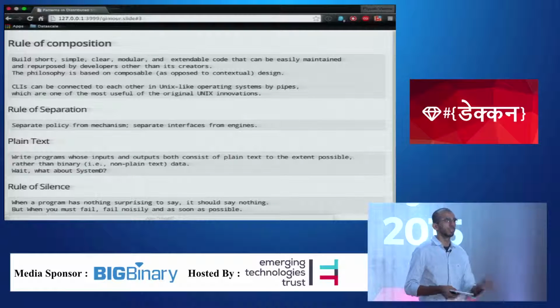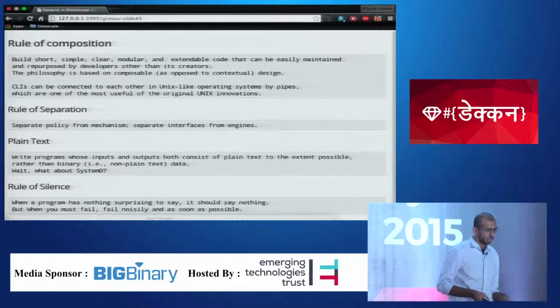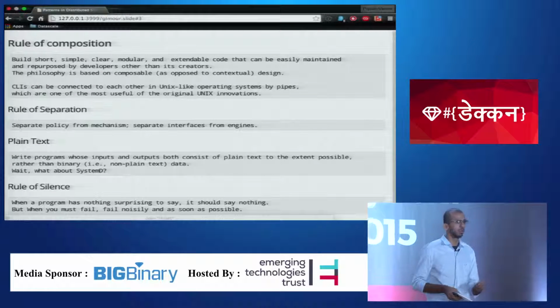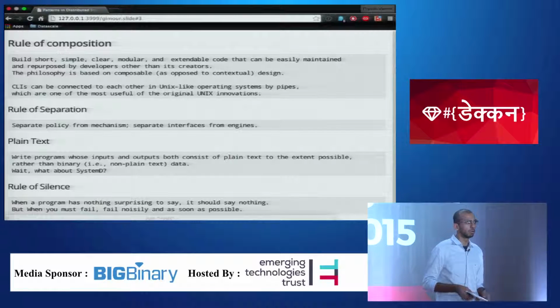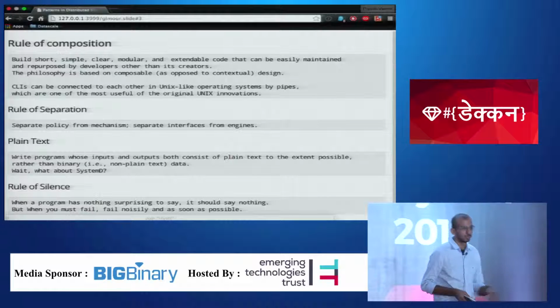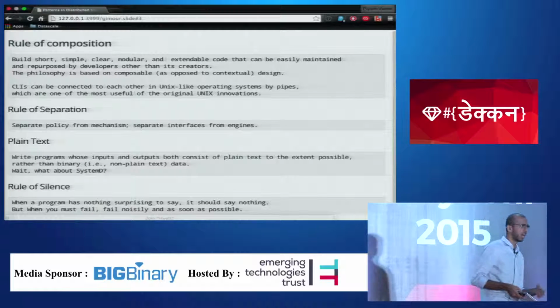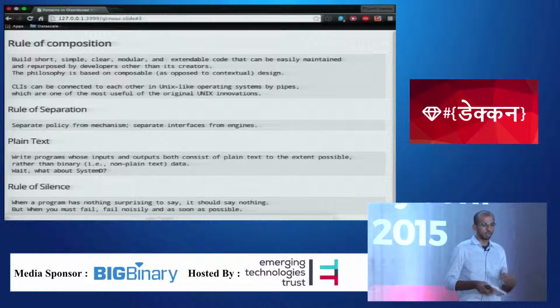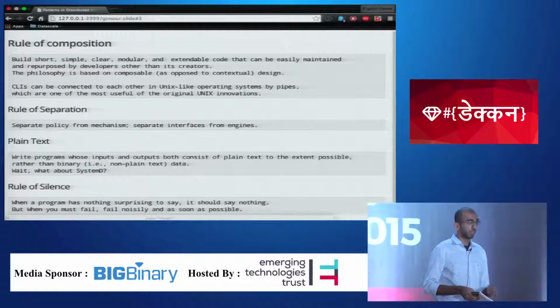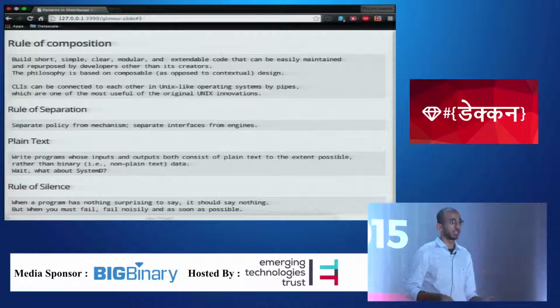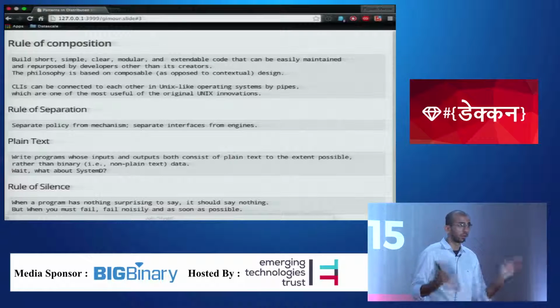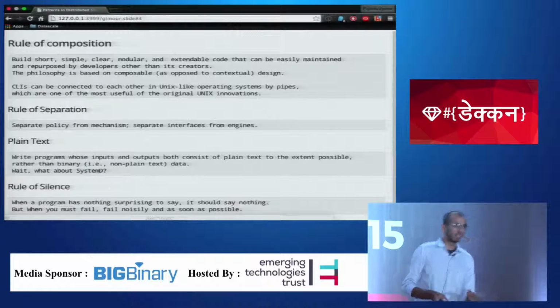Rule of silence. When a program has nothing surprising to say, when it doesn't have any information which is worth reporting, it should not report it. So tools should be as silent as possible, but if there's an error, it should spit out as much information as possible. Fill your screen, fill your log file, whatever, but only if there's something going wrong. So these are the basic four things that I would carry to the rest of my talk, because that will explain a lot of how microservices work and should work and why we did something the way it works.